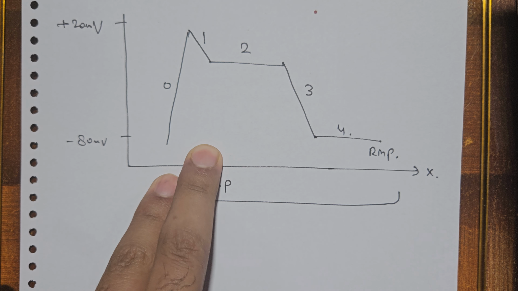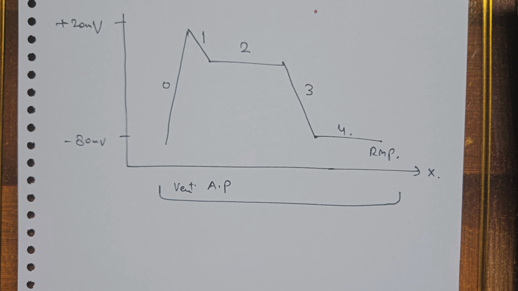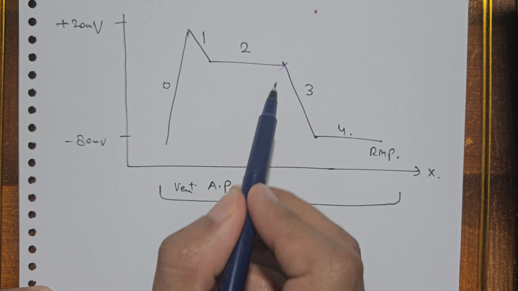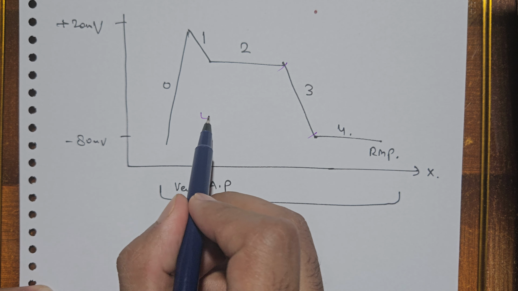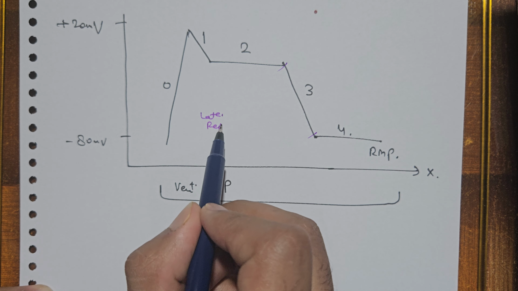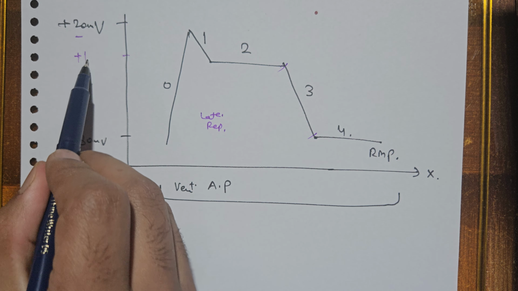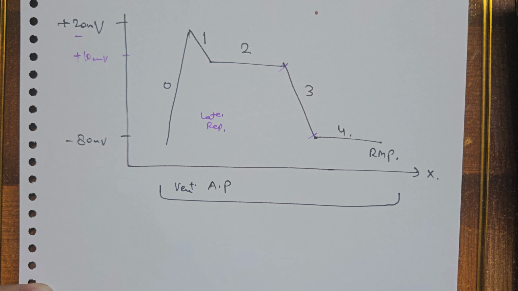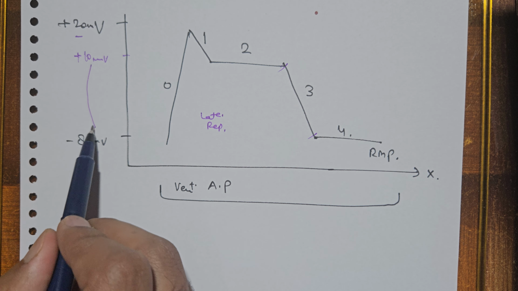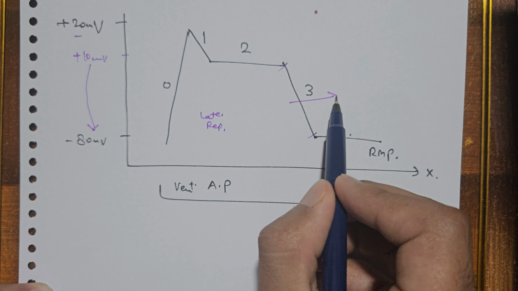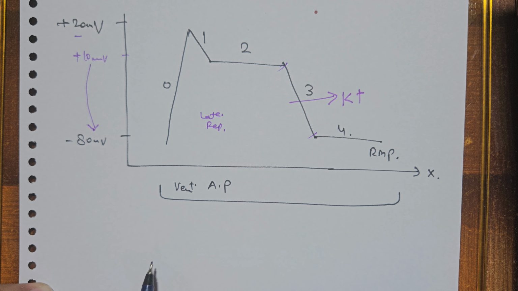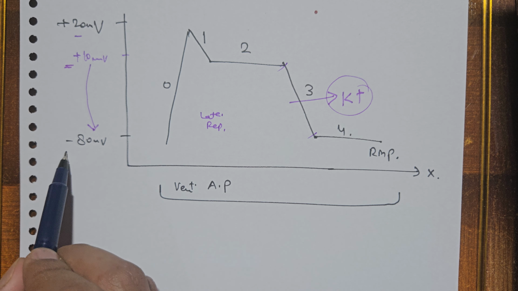If you want to know about this ventricular action potential, watch my video 12 of the cardiovascular system. This video is going to be about drugs, not about this action potential. Now look, this phase 3 is called the late repolarization phase. What happens in this phase? This plus 20, let's suppose at this time the potential is plus 10. This plus 10 becomes minus 80 because of the exit of potassium. Clear? So positive charge is leaving the cell, so it takes the potential from plus to minus 80.